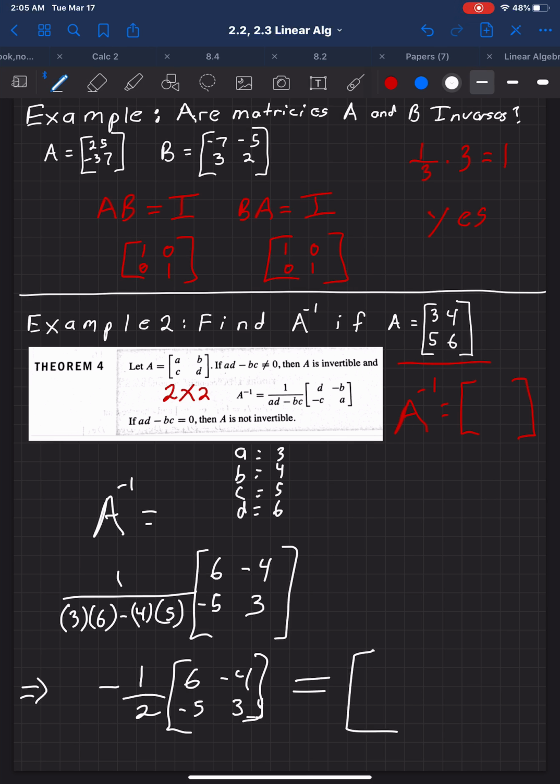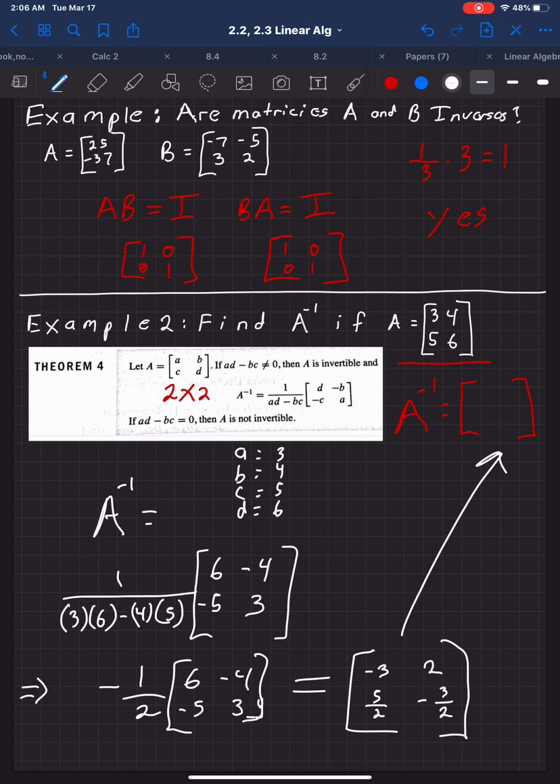And so negative 1/2 of 6 is negative 3. This should be a positive 2. Let's see, this should be a positive 5/2, and this should be a negative 3/2. All right, that is A inverse.